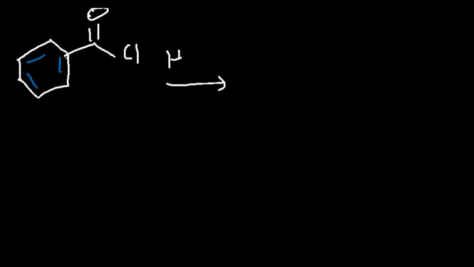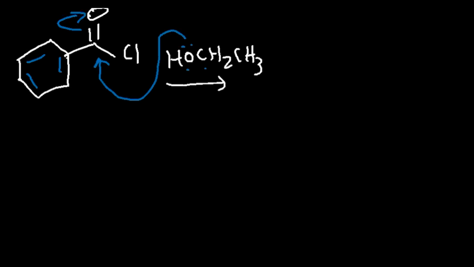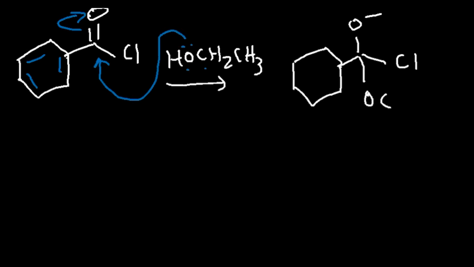Okay, so now let's consider the mechanism with the acid chloride and the alcohol. So the alcohol will attack the carbonyl carbon. And just like before, we're going to get a tetrahedral intermediate. But this time, instead of having an ethyl group, we have an ethoxy group, an OCH2CH3 group.